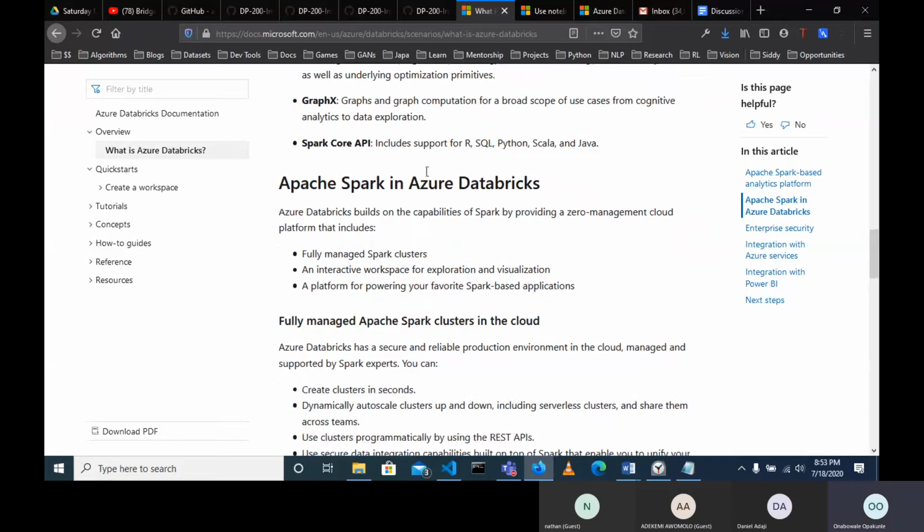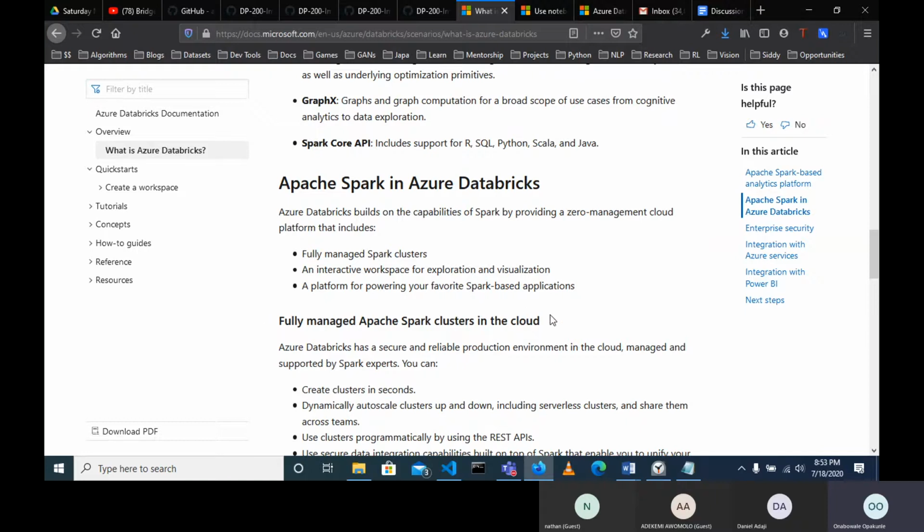So Apache Spark in Databricks has fully managed clusters. You don't have to be the one managing it. All you have to do is provision and monitor it on their UI. It creates an interactive workspace for exploration and visualizations. In the workspace, you can add people, as we'll see later, and you can make visualizations that you share. You can make reports and so on. So it's a platform for powering your favorite Spark-based applications.